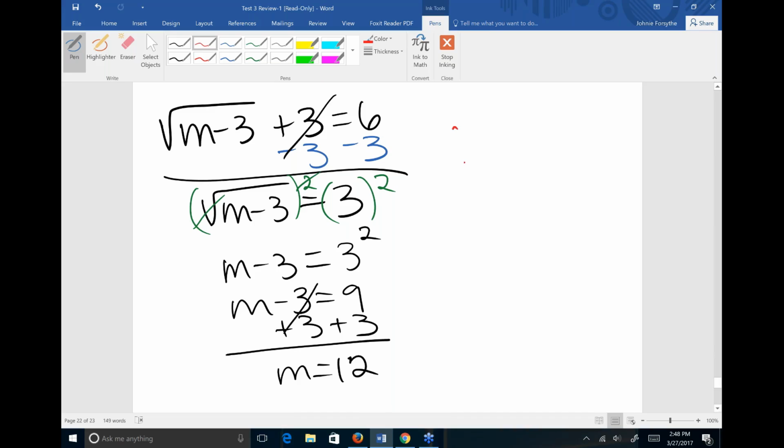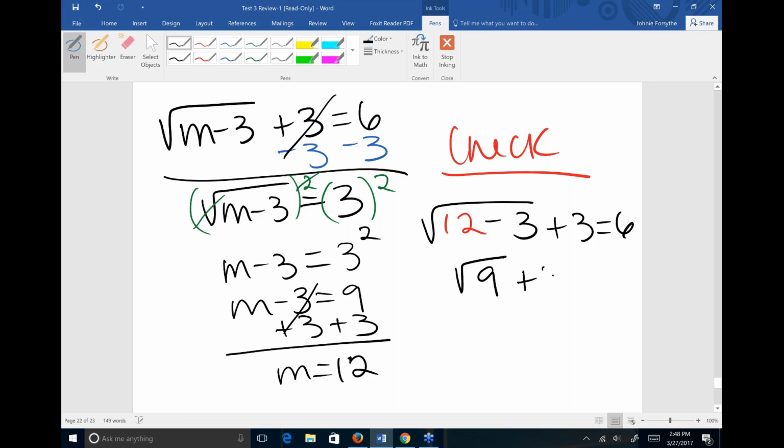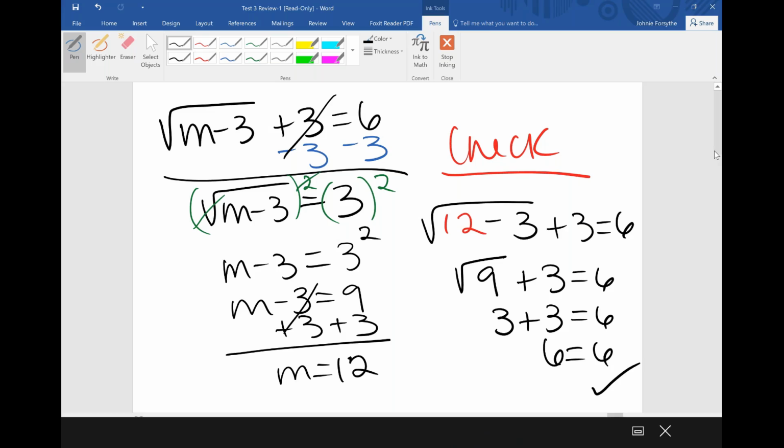And you can check it by plugging it back in. So you can say the square root of 12 minus 3 plus 3 equals 6. So the square root of 12 minus 3, 12 minus 3 is 9. So we have the square root of 9 plus 3 equals 6. The square root of 9 is 3, plus 3 equals 6. So 6 equals 6. So it's very different to say the square root of m minus 3 and then plus 3, as opposed to the square root of m minus 3 plus 3, all under the square root.